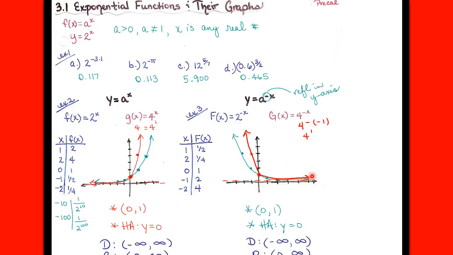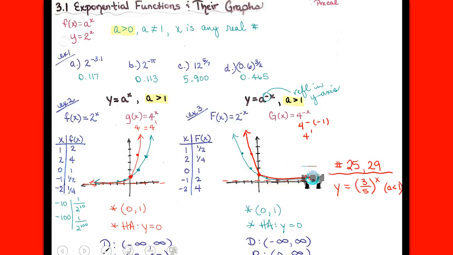Okay? So the only thing that I would point out to you is that there are one or two homework problems that don't immediately appear to fit into either of those scenarios. Like, let's say they gave me something like y equals 3/5 to the x. And I look at that and go, well, 3/5, that's less than 1. And they told me that in each of these cases, a has to be greater than 1. So it doesn't immediately look like it fits those scenarios.